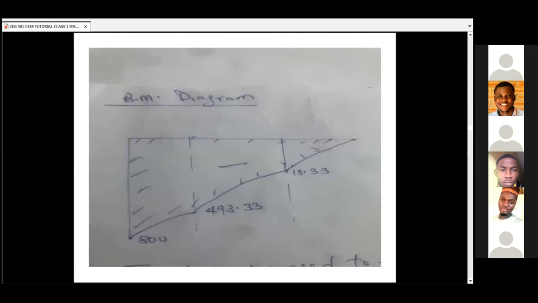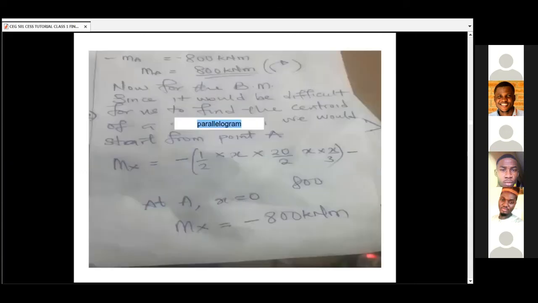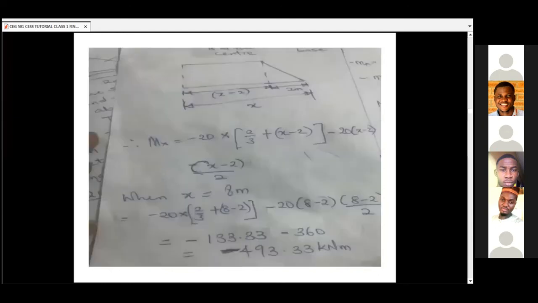Okay, so now. Randle, before you go for that, please. Randle? Yes, I'm listening. You said you got 493.3. Is it when you insert the value of x as 2? That will get our value. Then the other one, 13.33, for the bending moment diagram. That's 493.33, which was derived when we were doing span BC.